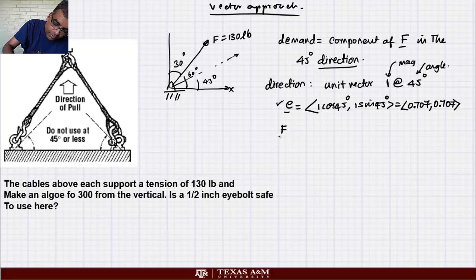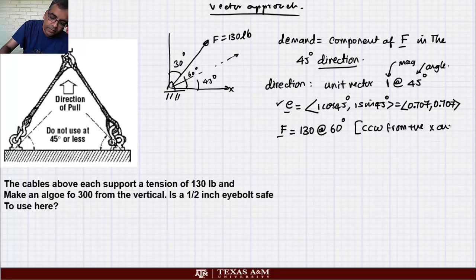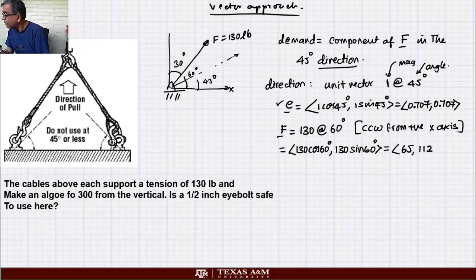Now what about F? F is 130 pounds, that is magnitude, at what direction? So notice 60 degrees from positive x-axis. So 60 degrees CCW. So I'm going to write it CCW from positive x-axis. Because I want to remind you a few times so that you know how to calculate this. This turns out to be 130 cos 60 degrees, comma 130 sin 60 degrees, which turns out to be 65, comma about 112.6 pounds.